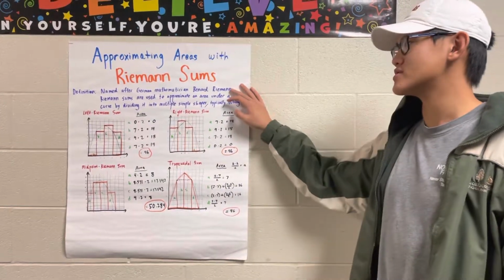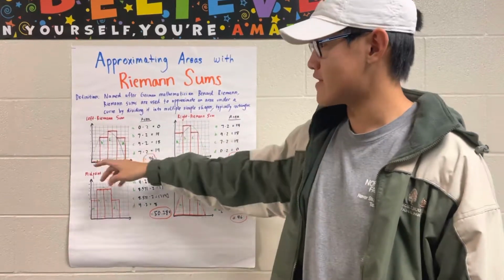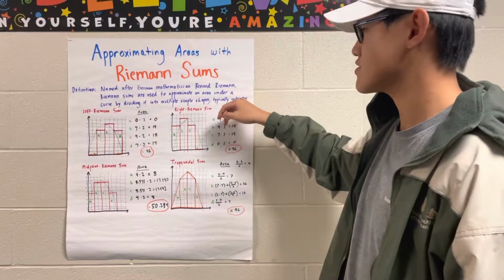It was named after a German mathematician, and Riemann sums are used to approximate the area under a curve by dividing a complex shape, such as this curve right here, into smaller geometric shapes, typically rectangles.